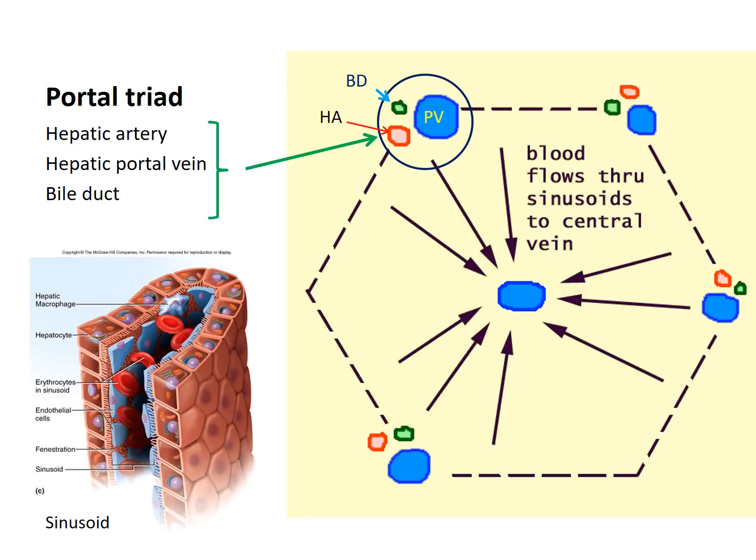So here we show that portal triad again: hepatic artery, portal vein, bile duct. You can see the blood moving through those sinusoids to that central vein. The bile duct is carrying bile, and that bile is eventually going to be sent out of the liver, stored in the gallbladder, and then released into the small intestine. And again, that bile will be needed for the digestion of fat.